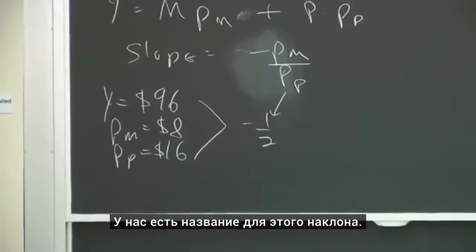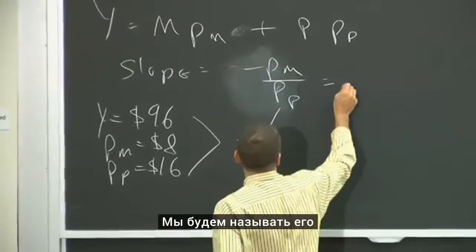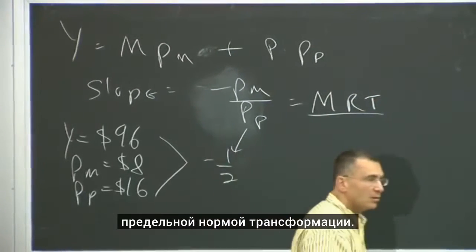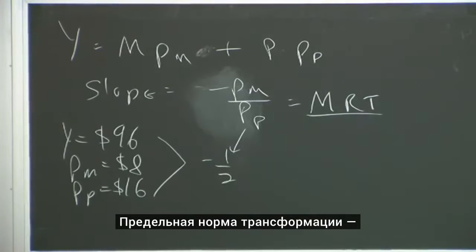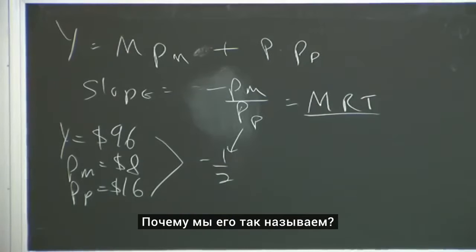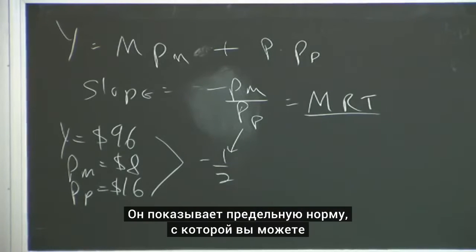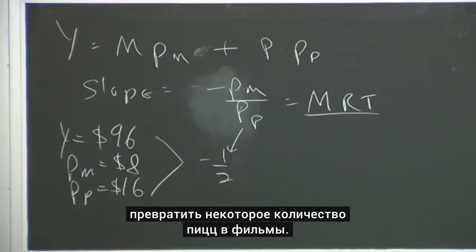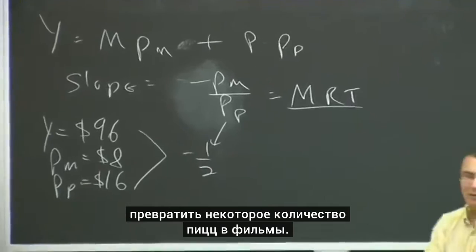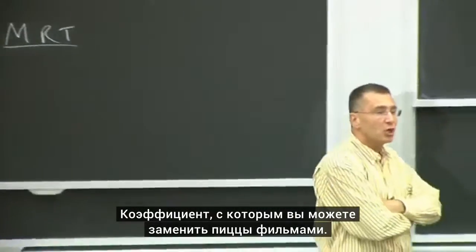Now, we have a name for this slope. We're going to call this the marginal rate of transformation. The marginal rate of transformation is our label for this slope. Now, why do we use that name? What we mean is that's the marginal rate at which you can transform pizzas into movies. The rate at which you can turn pizzas into movies.